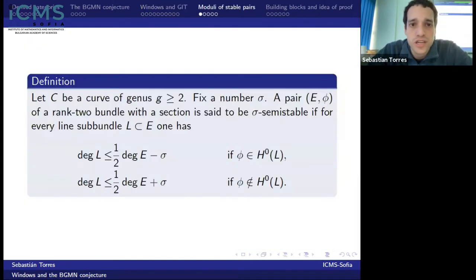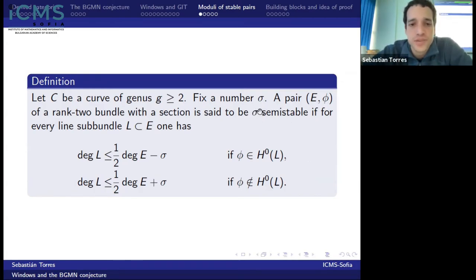Actually, I should now start talking about what we are doing, because we are interested ultimately in the moduli space of bundles on a curve. So for now we will not focus directly on that space, but instead on these spaces that Thaddeus introduced, which are vector bundles on a curve, but not just vector bundles, but pairs of a vector bundle of rank two. Again, I have this curve of genus at least two, and a section. So it will be a pair of a bundle and a section, depending on a number sigma that I will fix, then the stability condition will be different. So I'm defining the stability condition to be this, depending on whether for a sub-bundle L, these inequalities should hold depending on whether phi is a section of L or not.